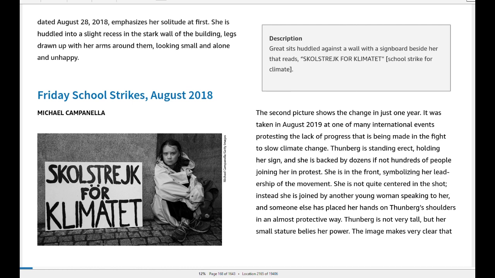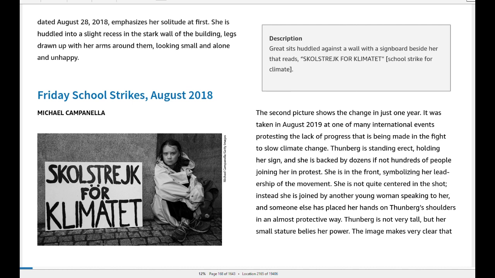The second picture shows the change in just 1 year. It was taken in August 2019 at one of the many international events protesting the lack of progress that is being made in the fight to slow climate change. Thunberg is standing erect, holding her sign, and she is backed by dozens, if not hundreds, of people joining her in protest. She is in the front, symbolizing her leadership of the movement.